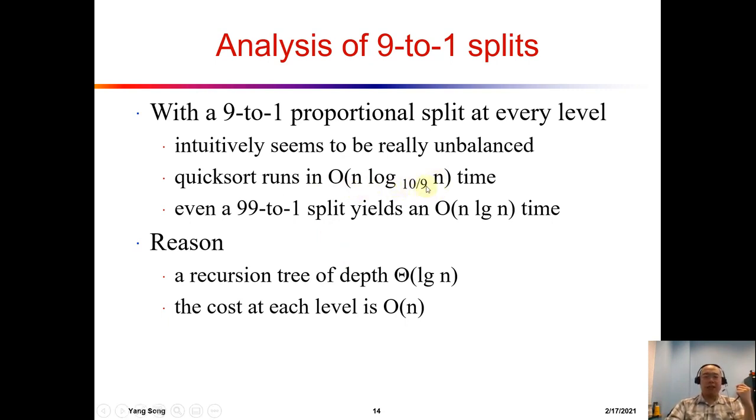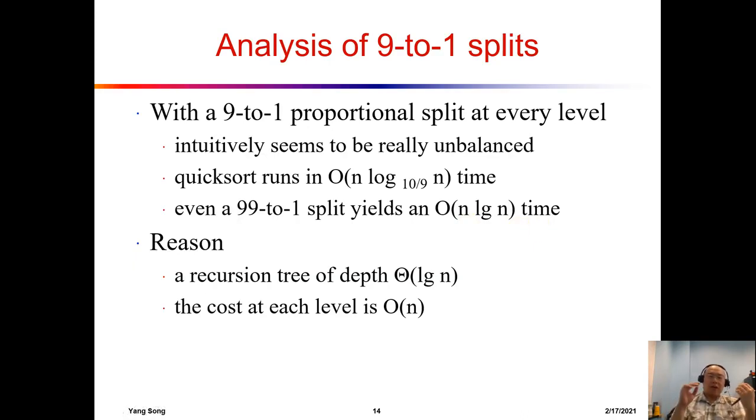So this 10 divided by 9 is the base, but it is also a constant, right? So if we ignore this 10 divided by 9 as a constant, then for the 9 to 1 partition, this is an O(n log n) algorithm. And similarly, even if we are even worse, doing 99 to 1 partition all the time, this is still an O(n log n) algorithm. Okay, so now you have some feeling.